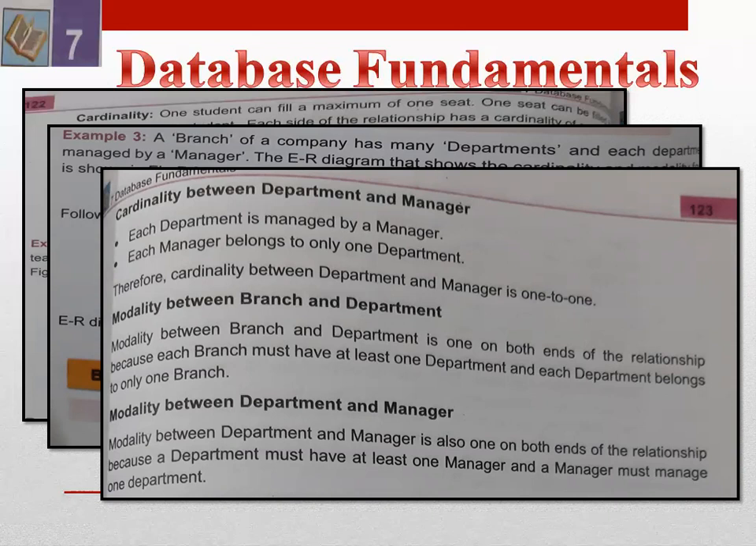Cardinality between the branch and the department. Each branch has one or more departments. One department can only be in one branch. So therefore, cardinality between branch and department is a one to many relationship.